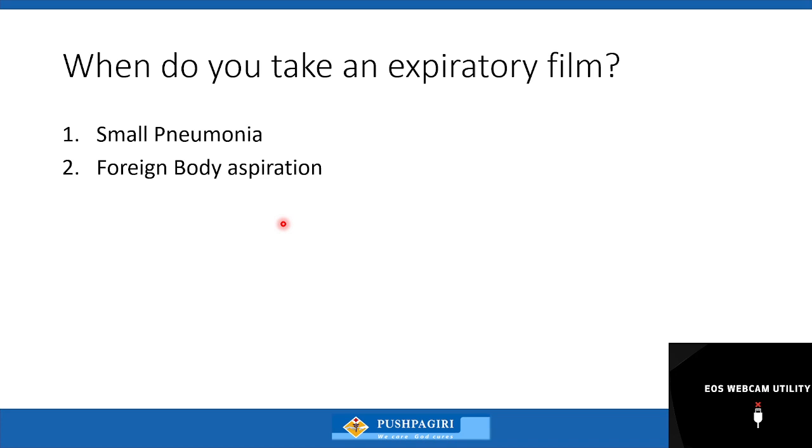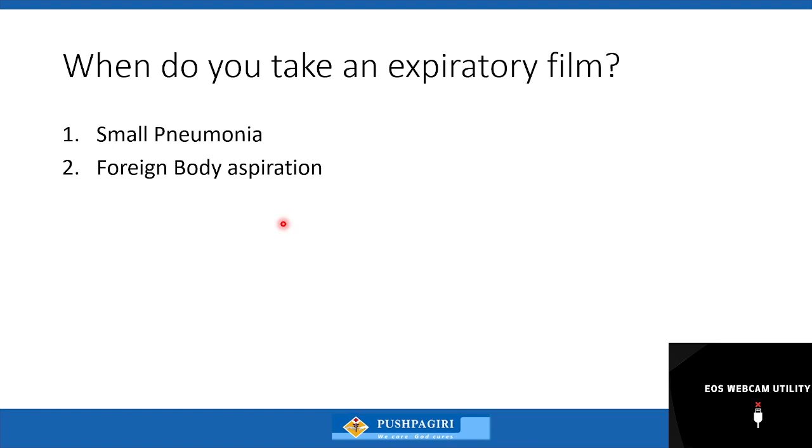But there are certain situations when we take an expiratory film also. If there is a small pneumothorax, asking for a deep breath can help in progression of it. So in a small pneumothorax and in foreign body aspiration also, we take an expiratory film, in which deep inspiration will be bad for the patient.